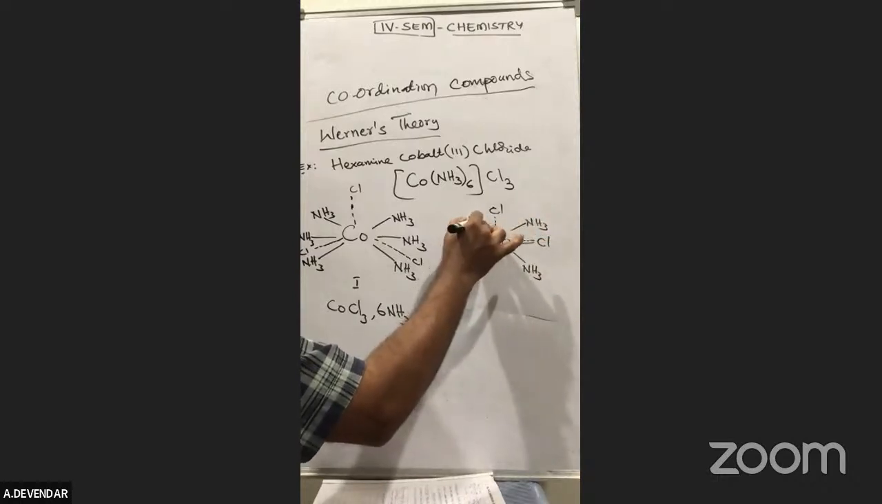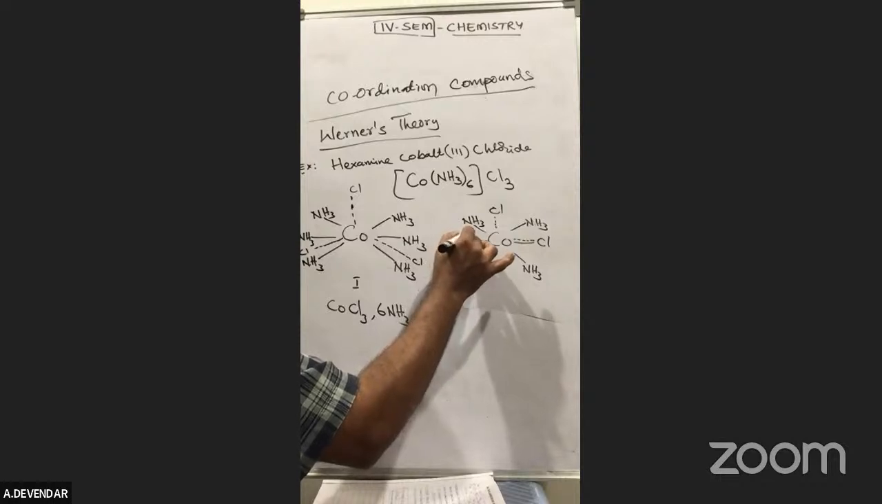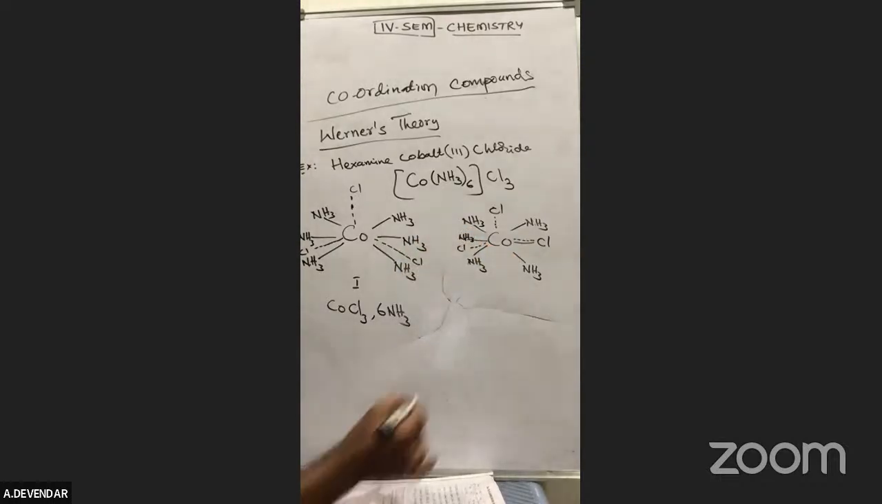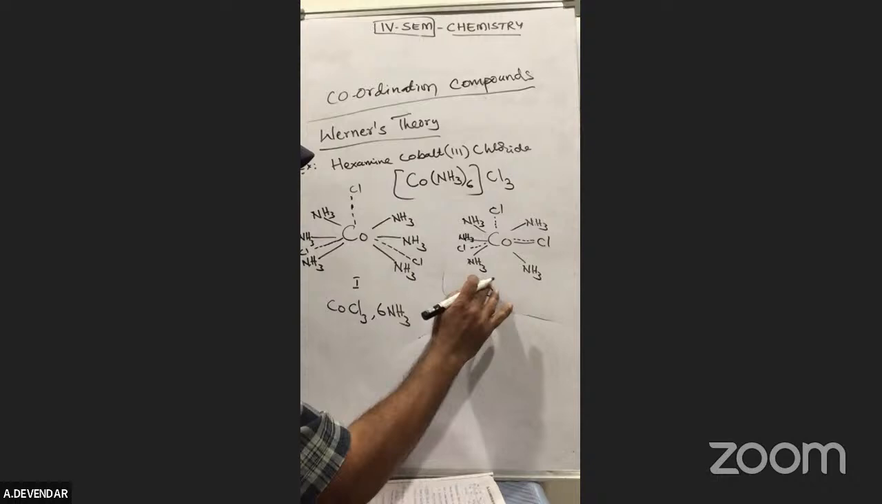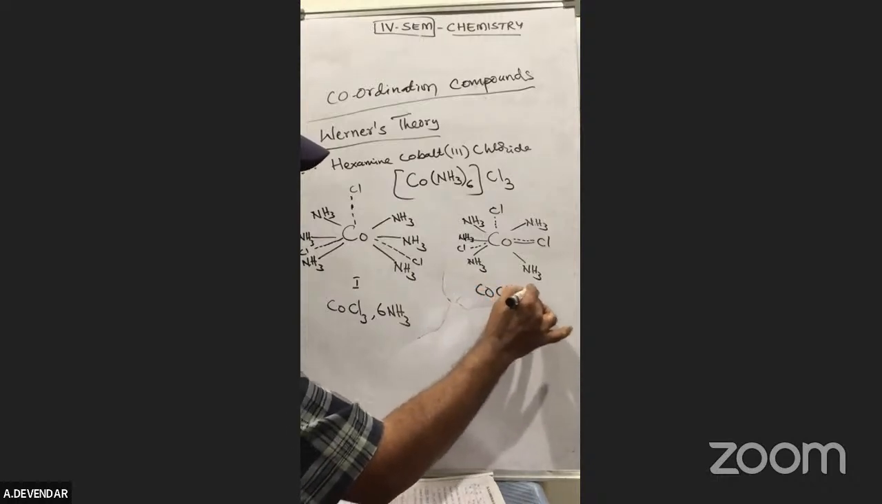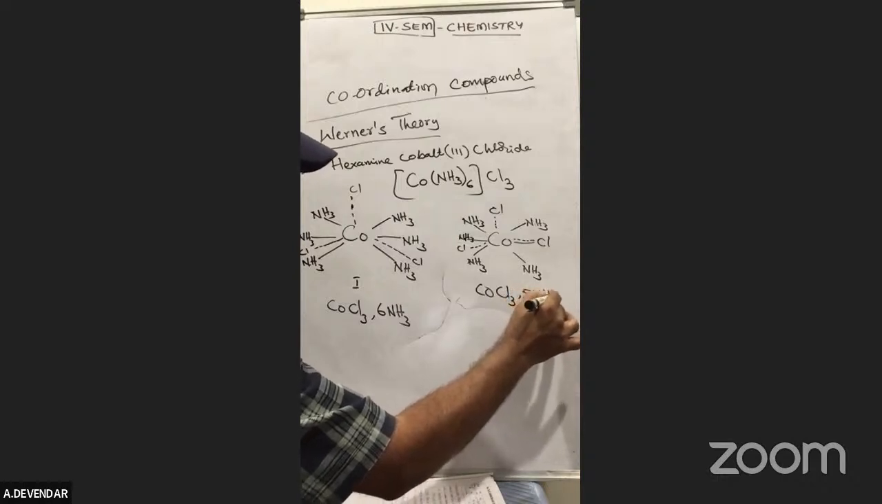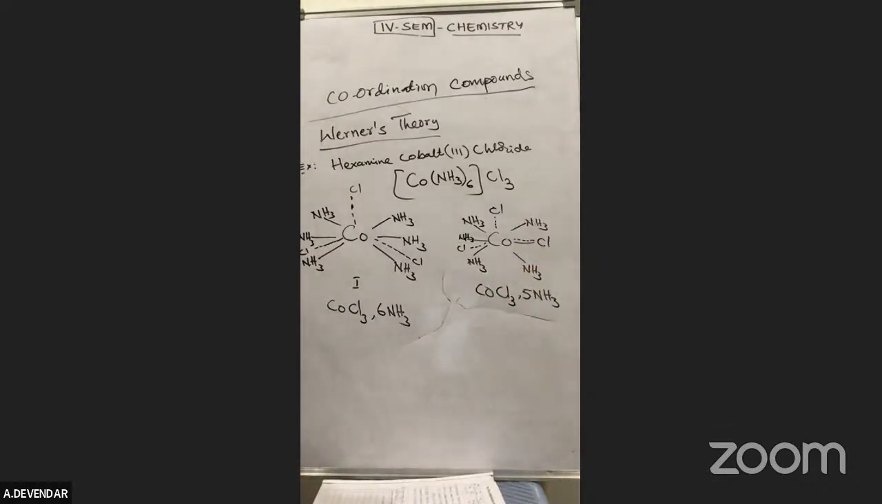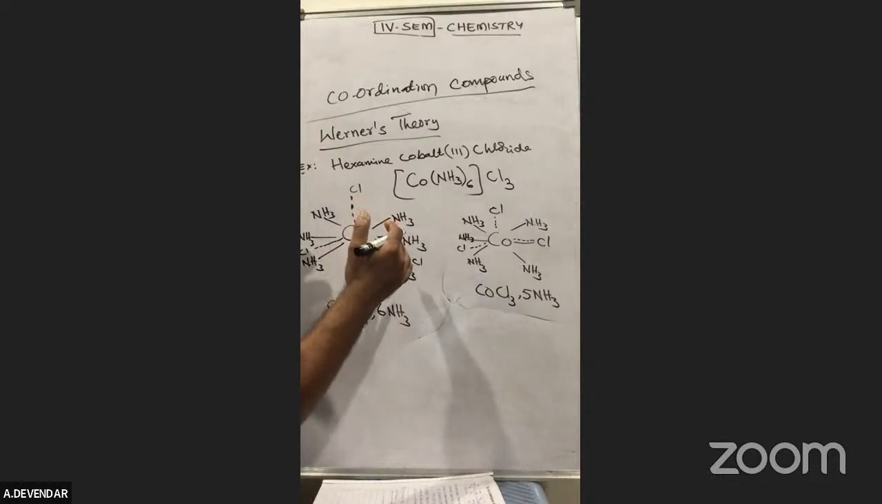Secondary valency. That means it is cobalt chloride 3, but 5 ligands are there: 5 ammonia. Werner explained this by decreasing the number of ligands. How is the complex compound possible? Whether it is stable or not, this is the stable complex.